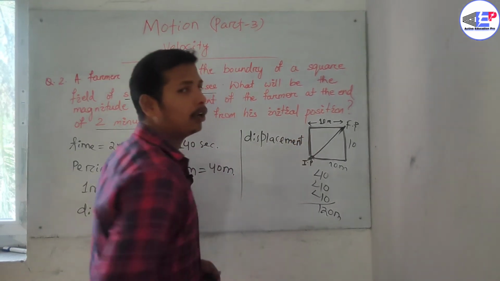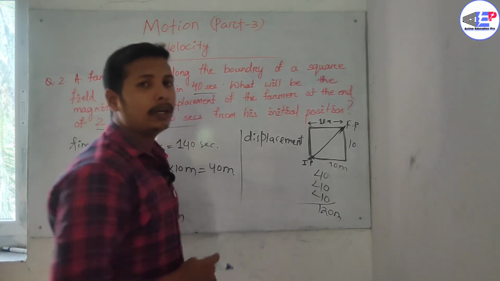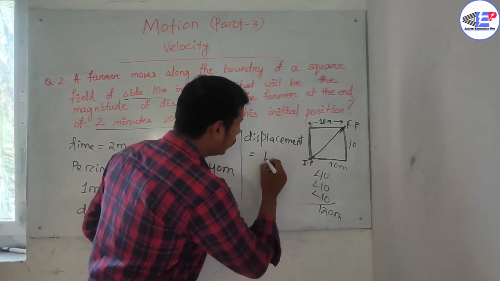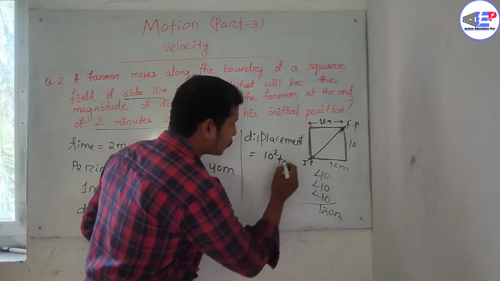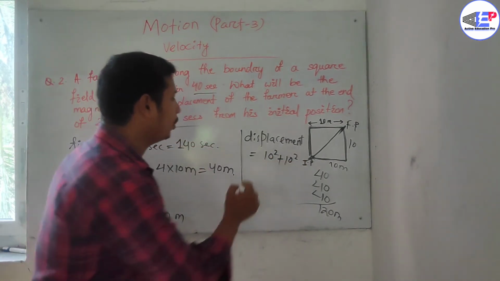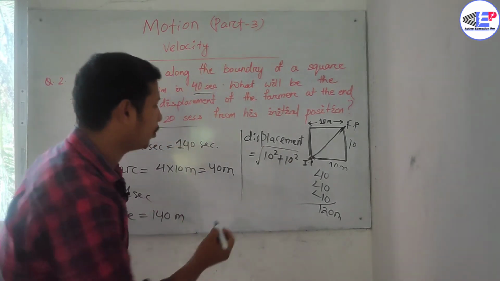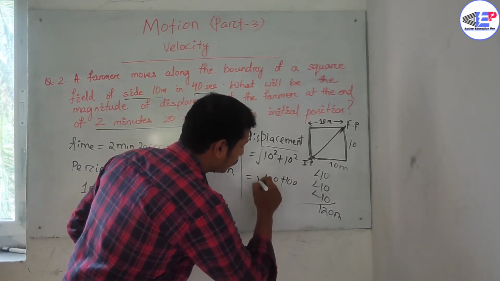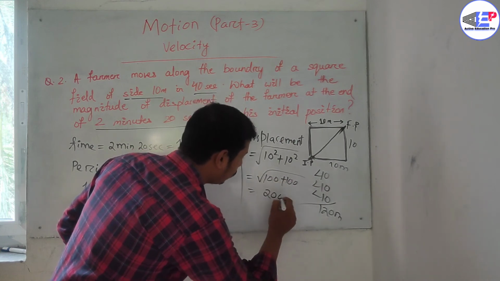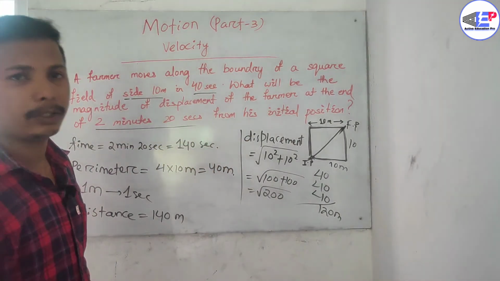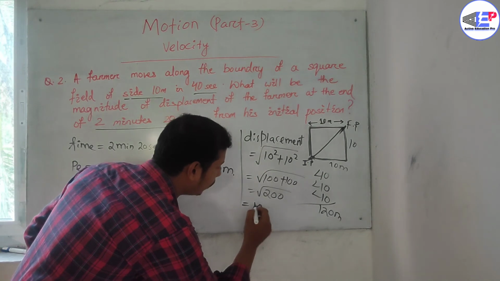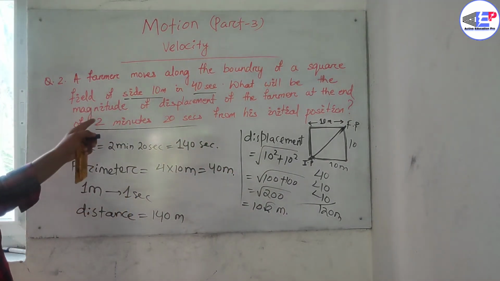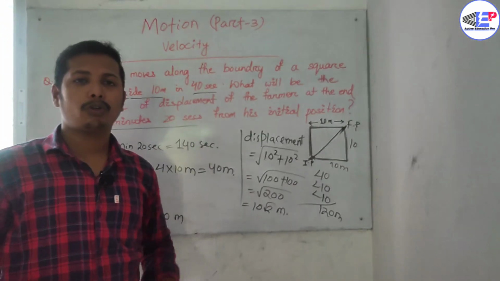can be found out if we put Pythagoras theorem. So displacement will be equal to root over 10 square plus 10 square, which is root over 200 meter. It will give 10 root 2 meter. So the value of the magnitude of displacement is 10 root 2 meter.